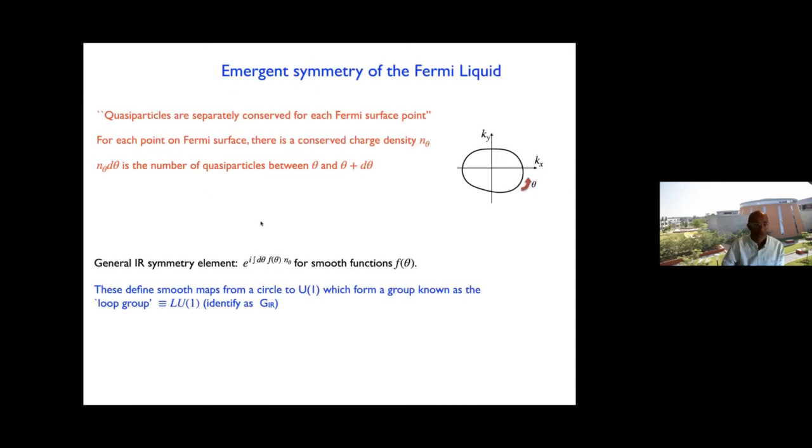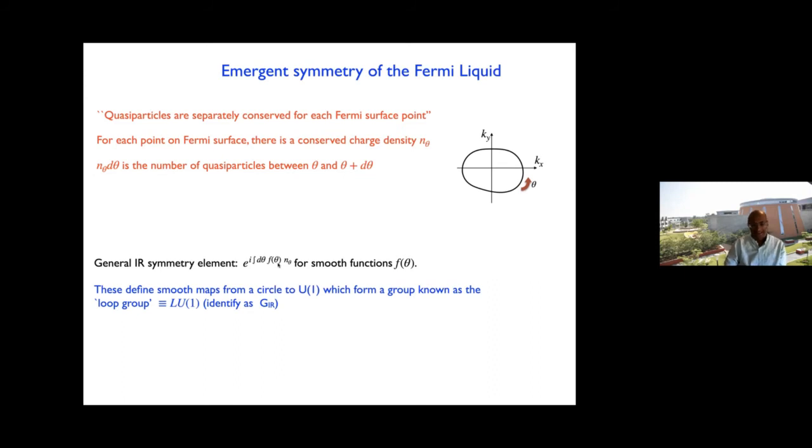There's no scattering that changes N_k in the Hamiltonian. But it's important to be a bit more precise about the statement, which is qualitatively correct. What we really have is that for each point on the Fermi surface, there's a conserved charge density n(theta), such that n(theta) d theta is the number of quasi-particles between theta and theta plus d theta, right? And n(theta) d theta is the conserved number, while n(theta) itself is the number of quasi-particles per unit Fermi surface segment.